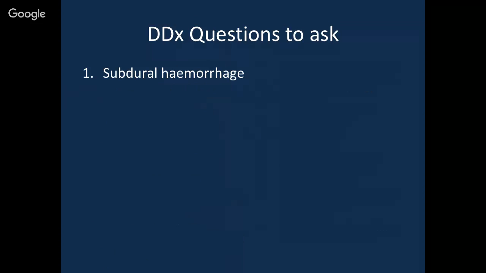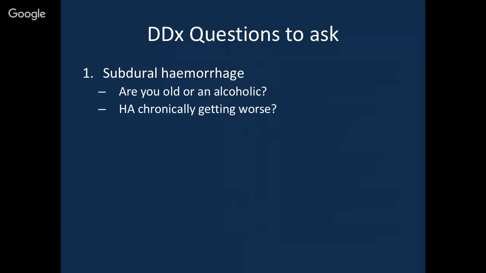Alcohol. So are you an alcoholic is a great question to ask, for subdural hemorrhage. Any other questions you want to ask? I think that's pretty good. And yeah, if it's been chronically getting worse, subdural hemorrhage can be acute onset, but often it takes a while, just slowly builds up and gets worse and worse, and the conscious state starts going down and down and down.